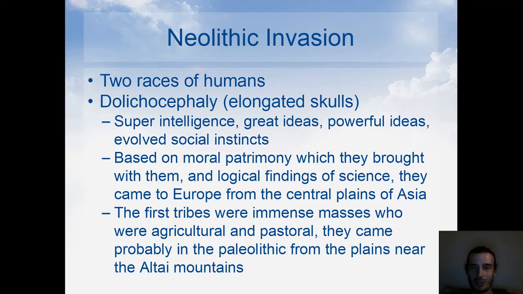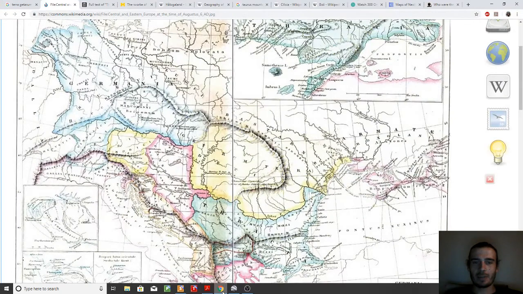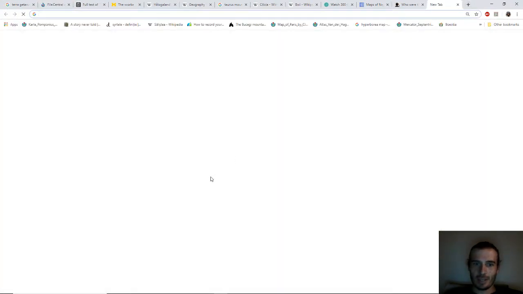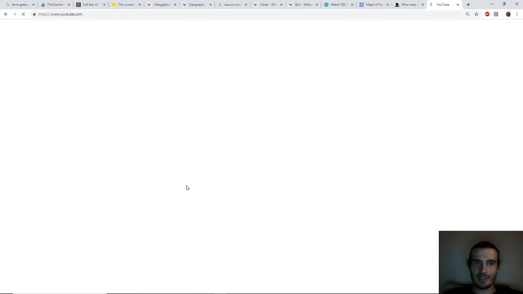Chapter 2 introduces us to two races of humans. The first one is called dolichocephaly, and this means elongated skulls. Now, if you are unaware what a dolichocephaly skull looks like, the leading authority on the subject is Brian Foerster.